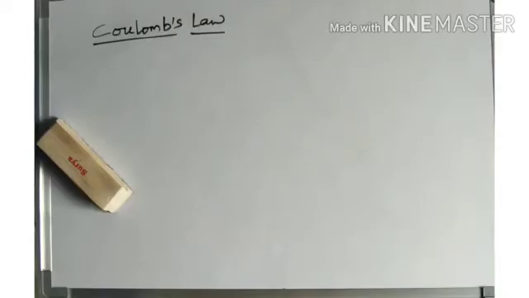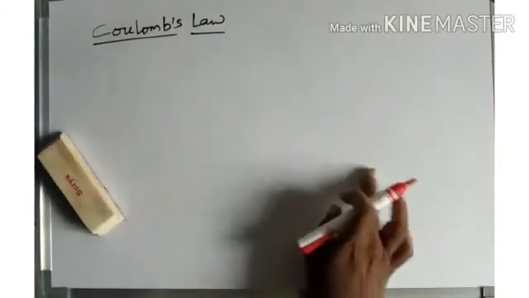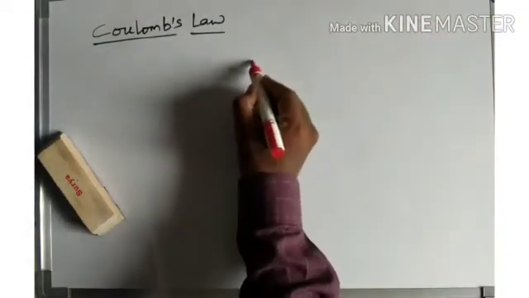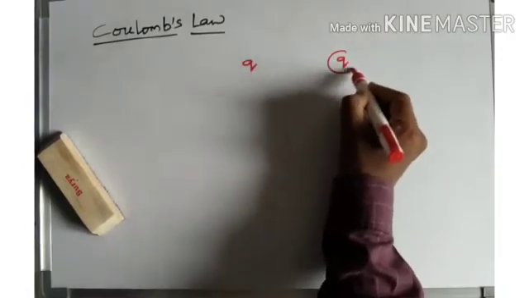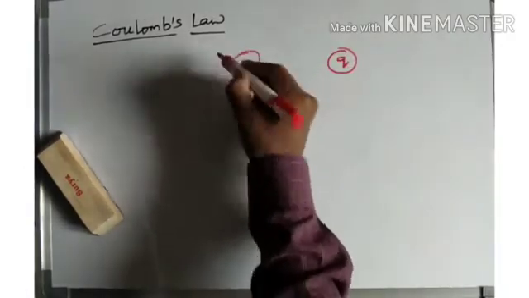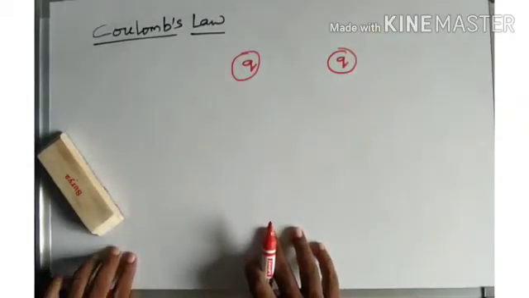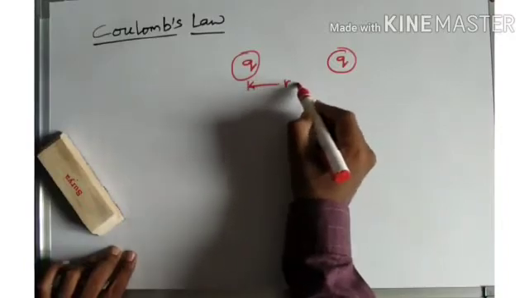Whenever we're talking about force of attraction or repulsion, we need to tell which types of charges we are going to discuss, either like charges or unlike charges. For example, if I consider two charges like this, separated by a certain distance, the distance between the two charges I am taking as r.